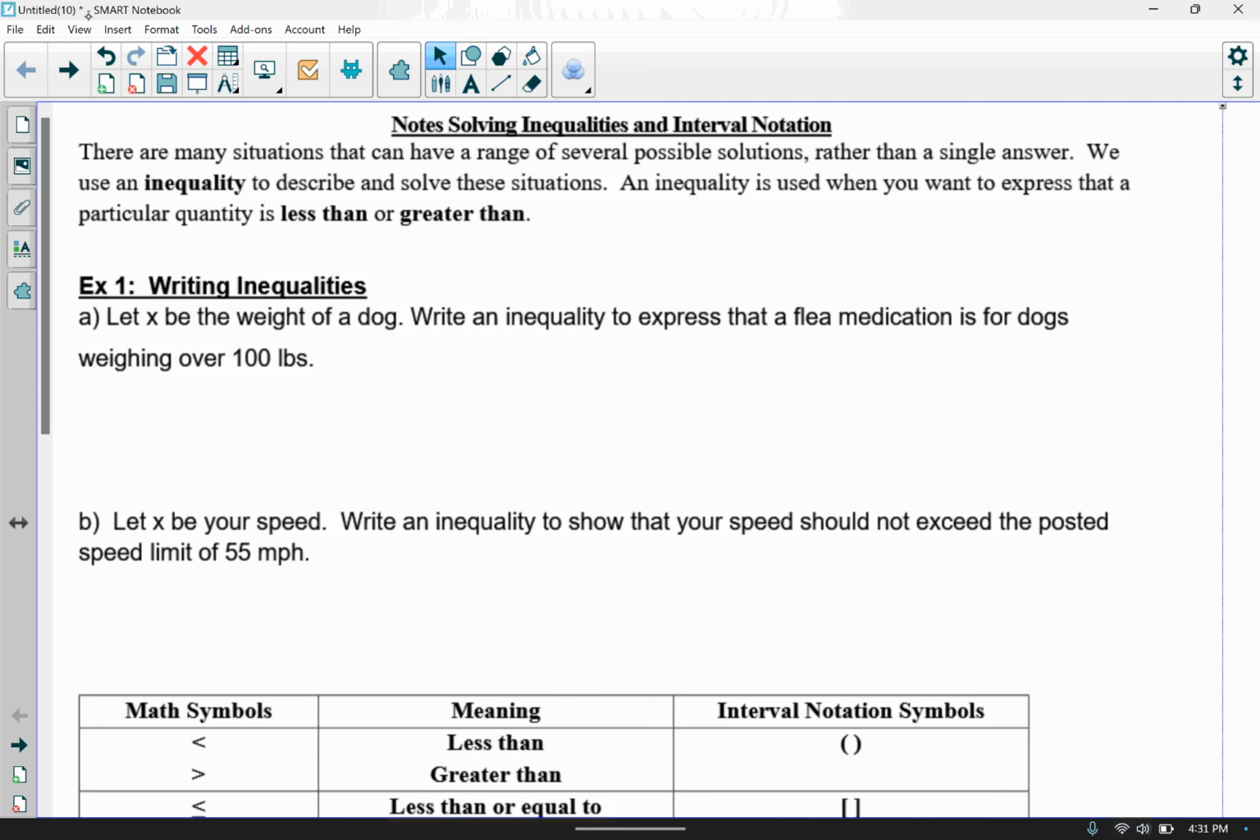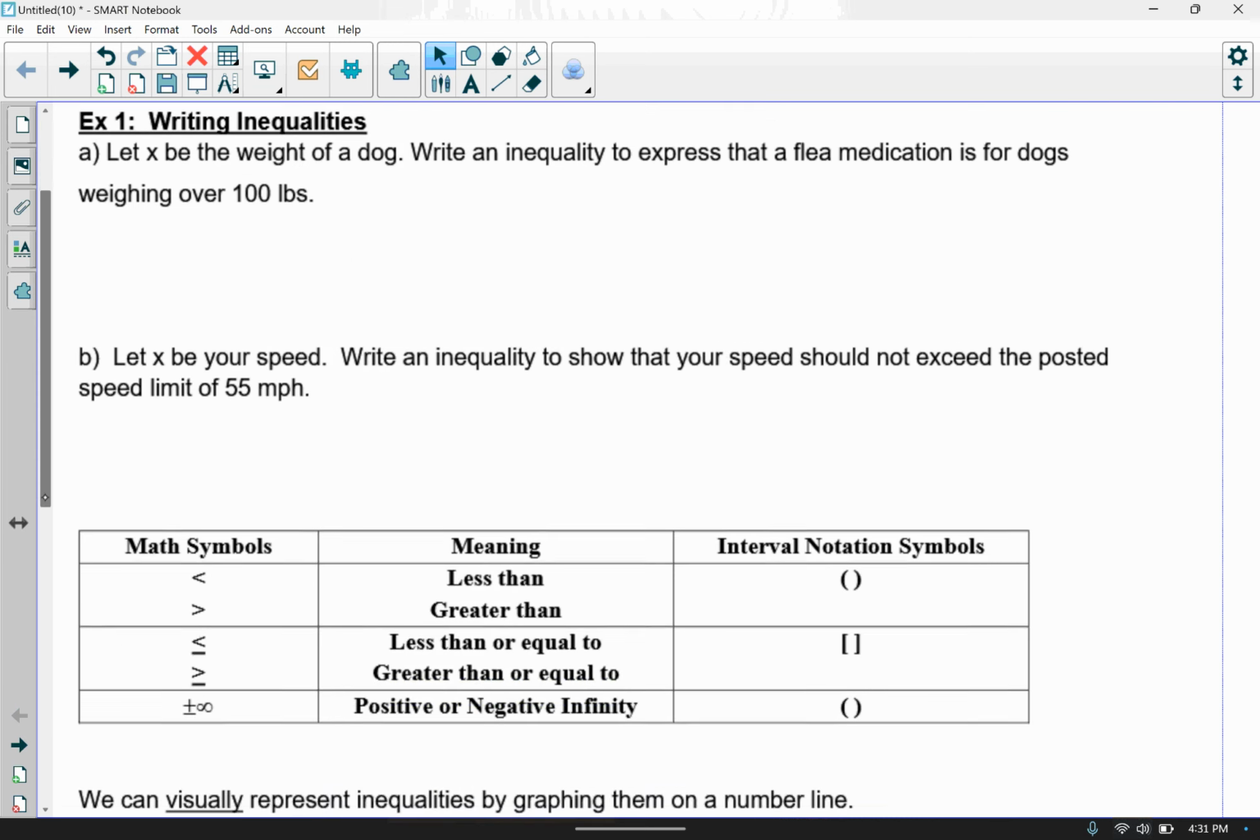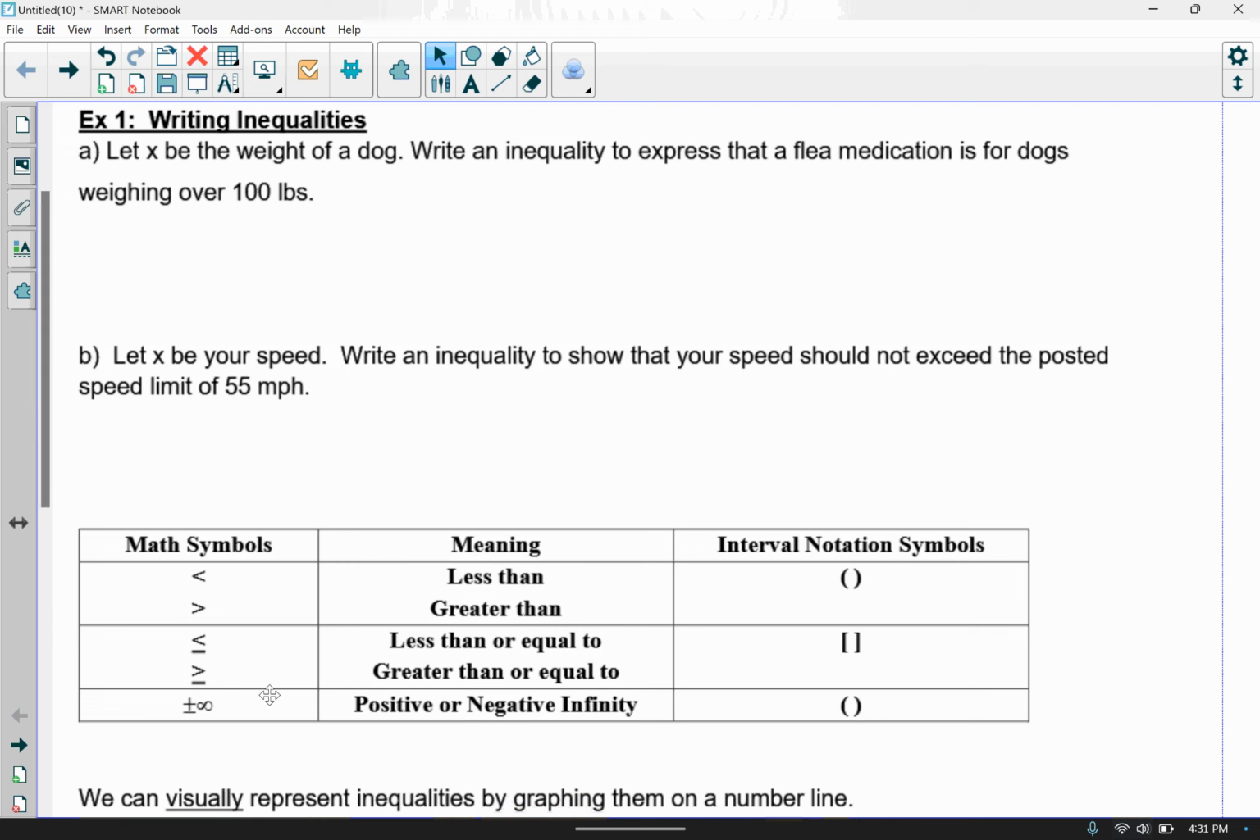Your symbols, I'm going to scoot on down below example 1 and just draw your attention to this box in the middle of the page. Your symbols for inequalities are less than and greater than in the top box, less than or equal to, greater than or equal to in the middle box. And then we'll be picking up a term just below that. It's positive and negative infinity for our interval notation here in just a few moments. But we'll start back up here in example 1 in letter A, and just write a basic inequality.